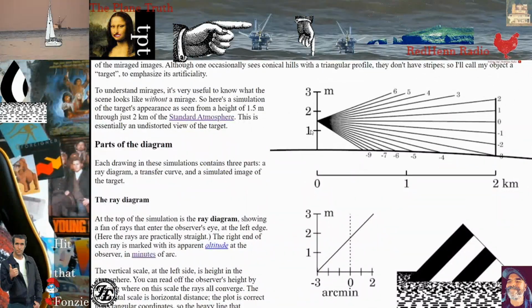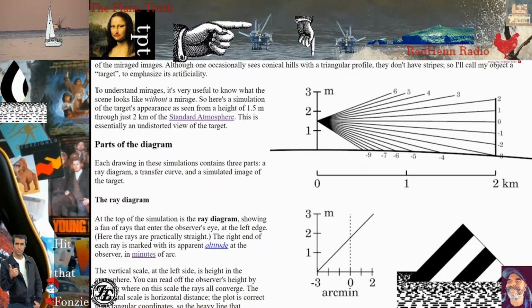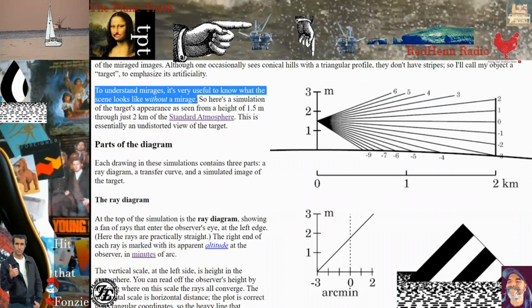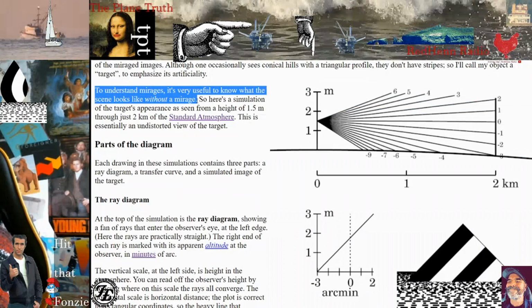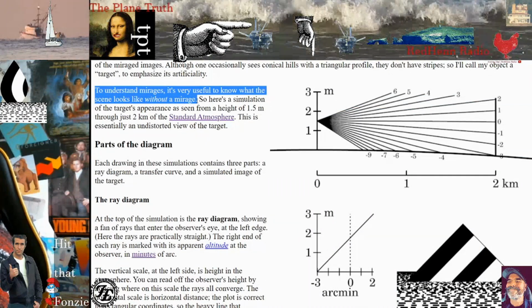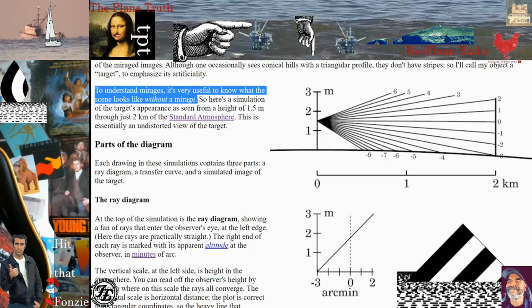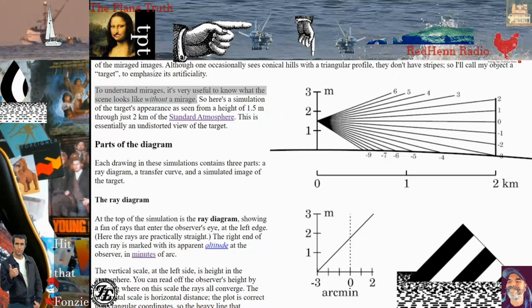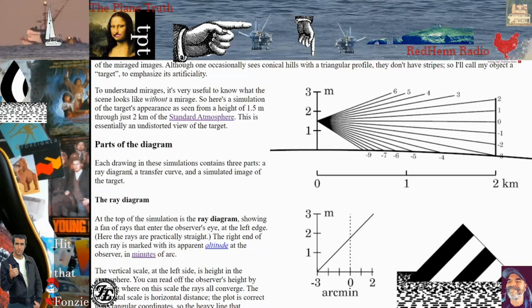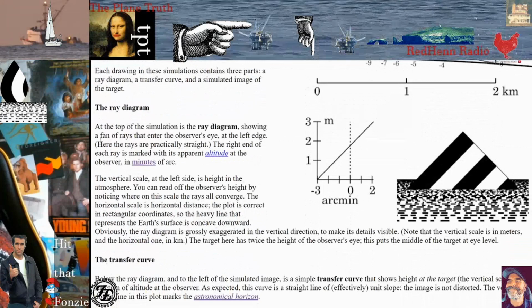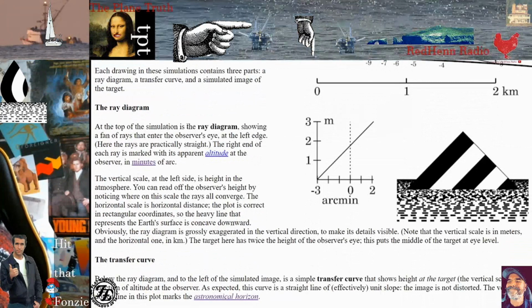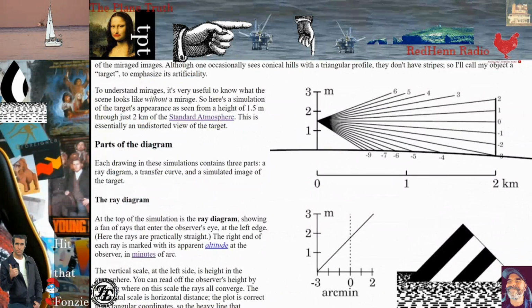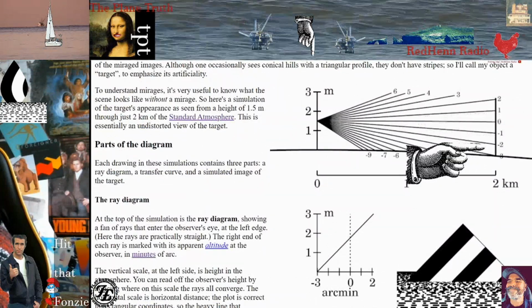Okay? To understand mirages, it is very useful to know what the scene looks like without a mirage. Correct. Absolutely. Okay? So here is, well, I'll just do it this way. At the top of the simulation is the ray diagram. This is the ray diagram right here, okay?